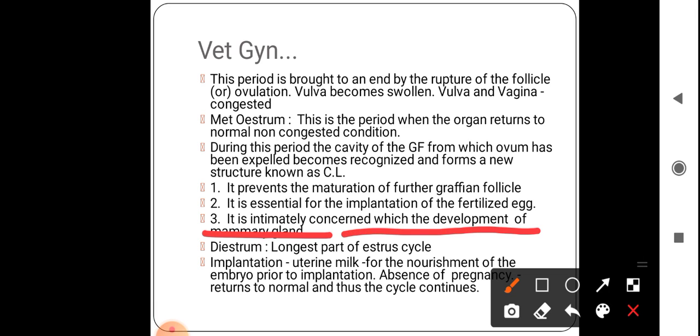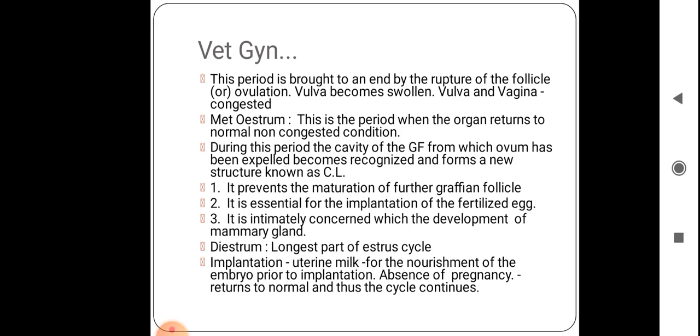Okay, so now diastrum, the last phase and the longest part of the estrus cycle. It happens when the animal has not conceived and the cycle goes on. Implantation, uterine milk for the nourishment of the embryo, prior to implantation. In the absence of pregnancy, the uterus returns to normal, and thus the cycle continues. So that happens in the diastrum stage.